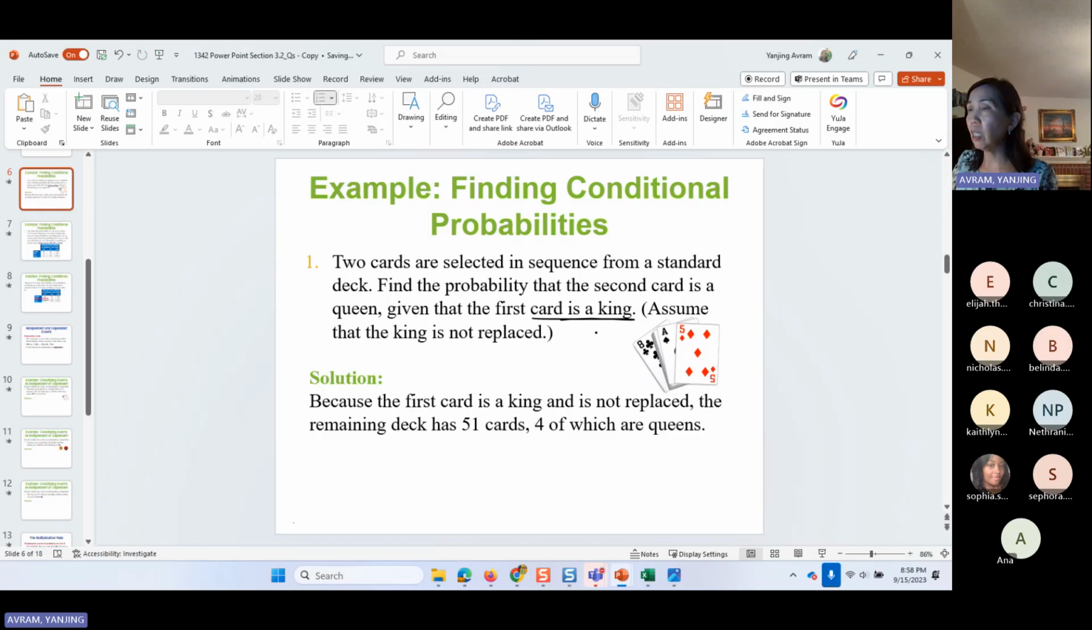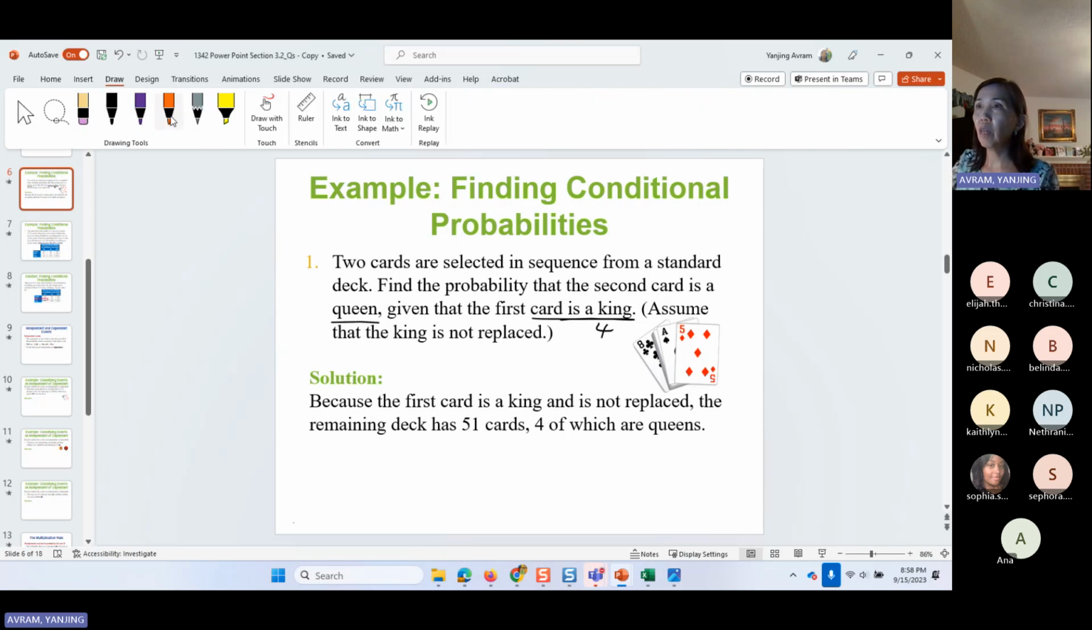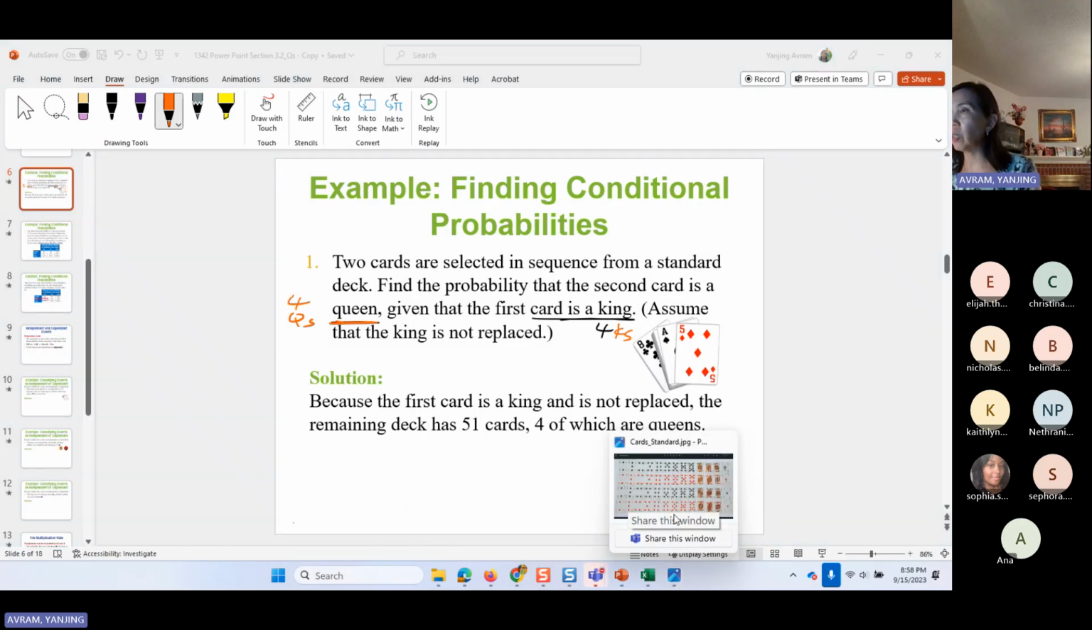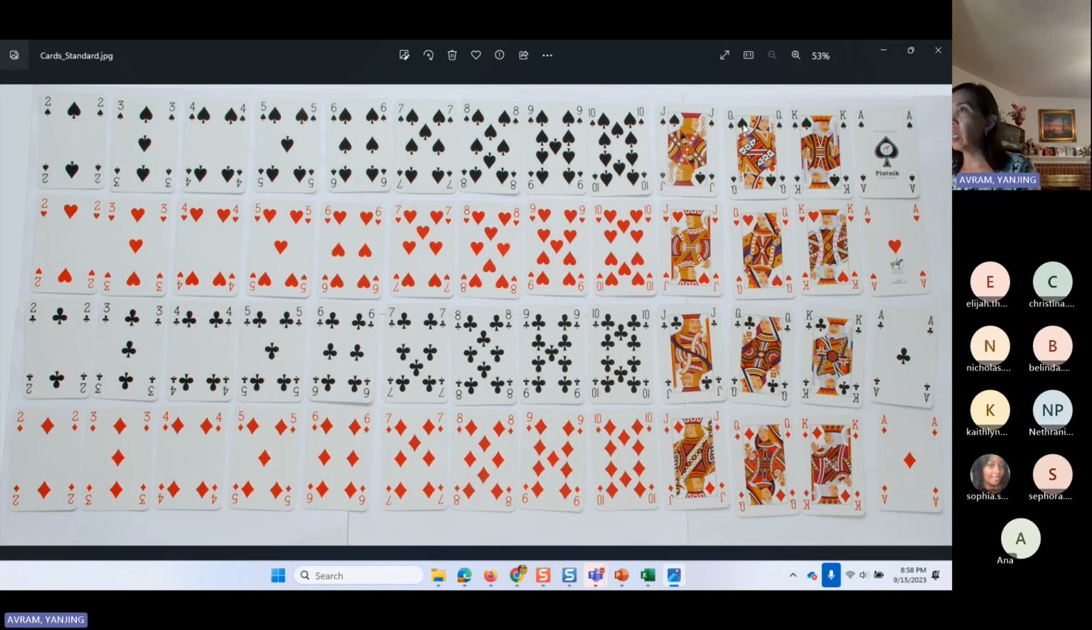How many kings are there? We have 4 kings. And how many queens are there? We also have 4 queens. As you can tell from the picture I showed you earlier, Q is the queen and the king is in here.